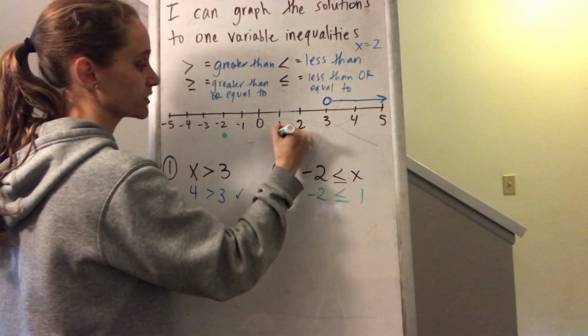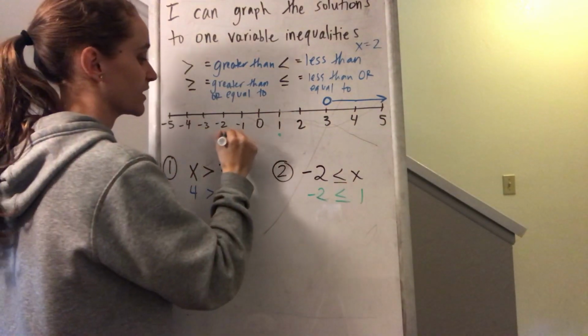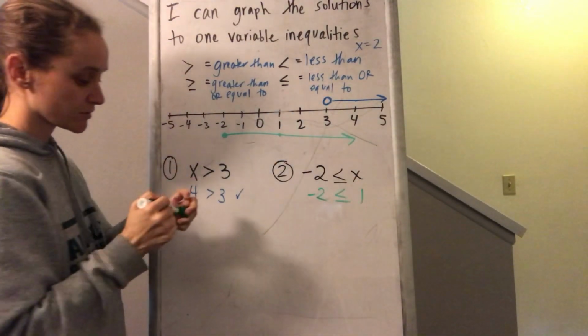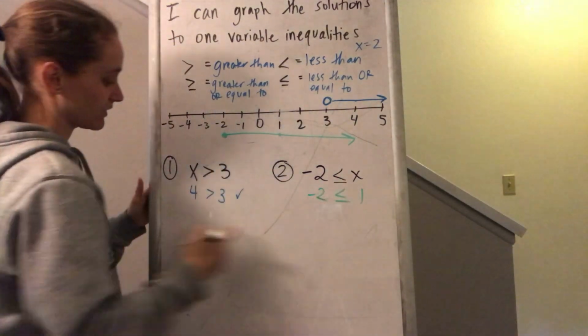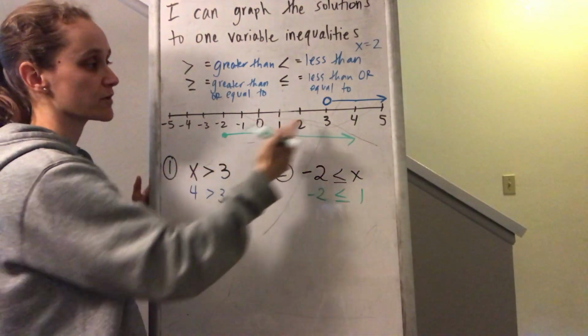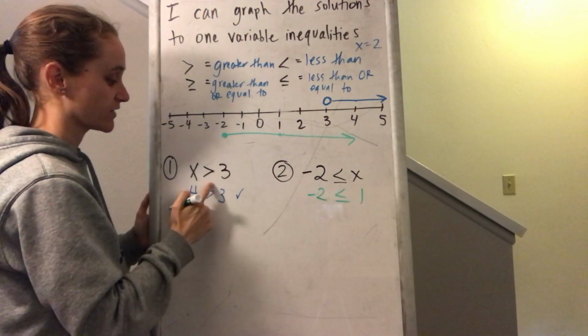So I put my test point at 1, so then I know that my arrow is going to go this way. And remember, this one's closed or filled in because it has the line underneath, and then the 3 was open or not filled in because it didn't have that line underneath.